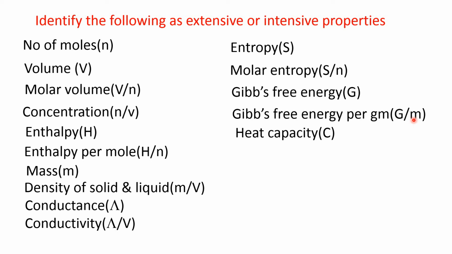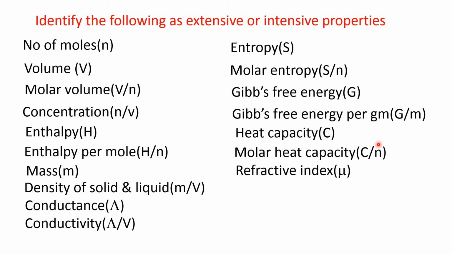Then heat capacity. Heat capacity is the amount of heat required to increase the temperature by 1 degree centigrade. If the amount of the substance is more, then more heat is required to increase the temperature by 1 degree centigrade. So heat capacity is an extensive property. Now molar heat capacity. Molar heat capacity is the ratio of heat capacity and number of moles, that is, heat capacity divided by number of moles. Both heat capacity and number of moles are extensive properties, so this ratio is an intensive property. So molar heat capacity is an intensive property.